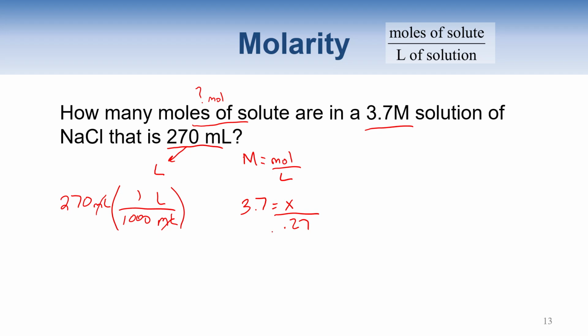In order to isolate the X, we have to multiply both sides by 0.27. So that crosses off the 0.27 on that side, 0.27 over here. So now we get 0.27 times 3.7, and we're at 3.97 moles as our final answer.